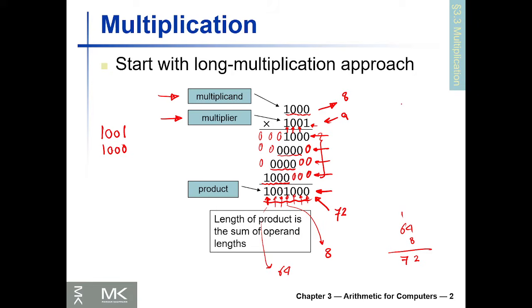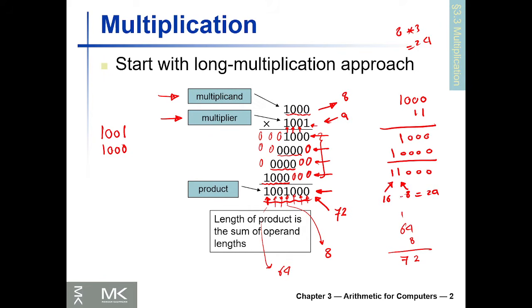Like for example, multiplying 1000 by 11, which is basically 8 multiplied by 3, which is 24. In that case, we're gonna have it like this. Then again we put 0, and we're gonna have 0 0 0 1 1. Okay, this is 24: 2 to the power of 3 plus 2 to the power of 4, so 16 plus 8 is 24. So you have only two internal operations here.